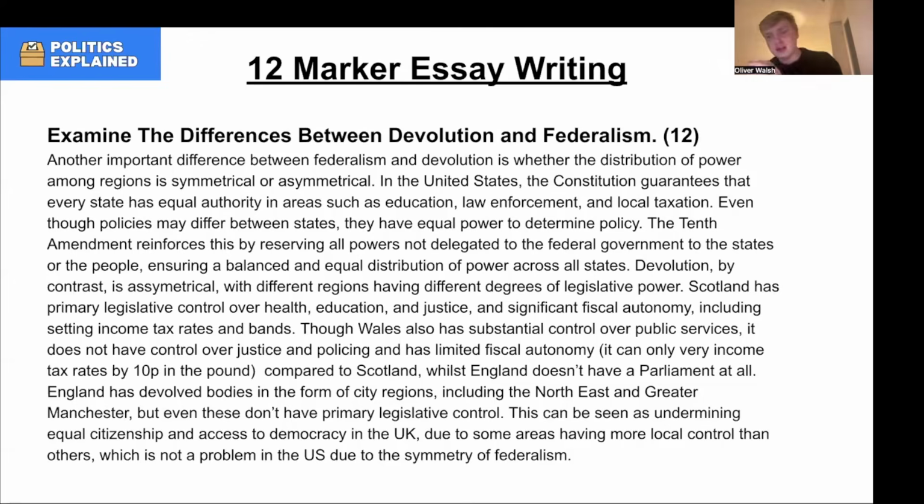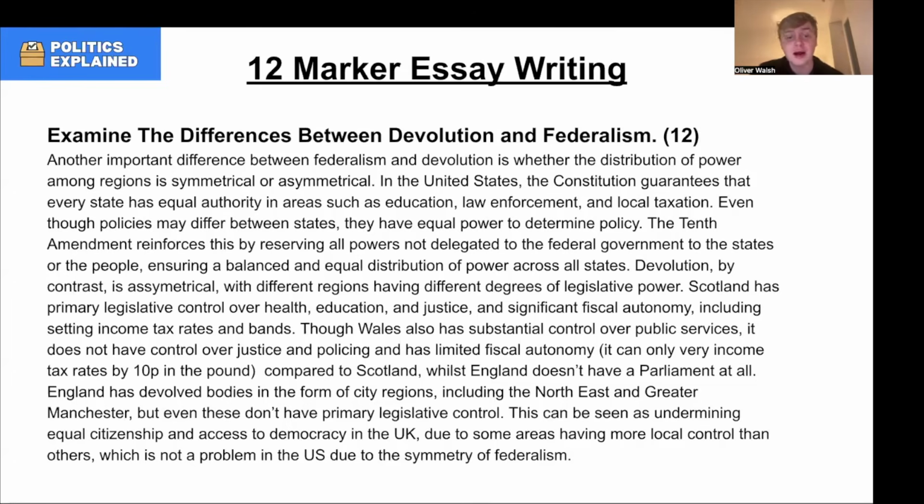We're then going to bring in the UK and explain how it's different. Devolution, by contrast, is asymmetrical, so comparative language, with different regions having different degrees of legislative power, again explaining how it's different. Scotland has primary legislative control over health, education and justice, and significant fiscal autonomy, including setting income tax rates and bands. Though Wales also has substantial control over public services, it does not have control over justice and policing and has limited fiscal autonomy compared to Scotland, whilst England doesn't have a parliament at all. England has devolved bodies in the form of city regions, but even these don't have primary legislative control.